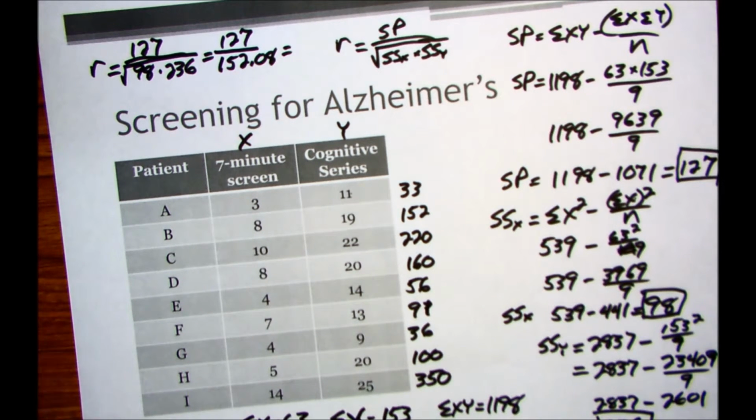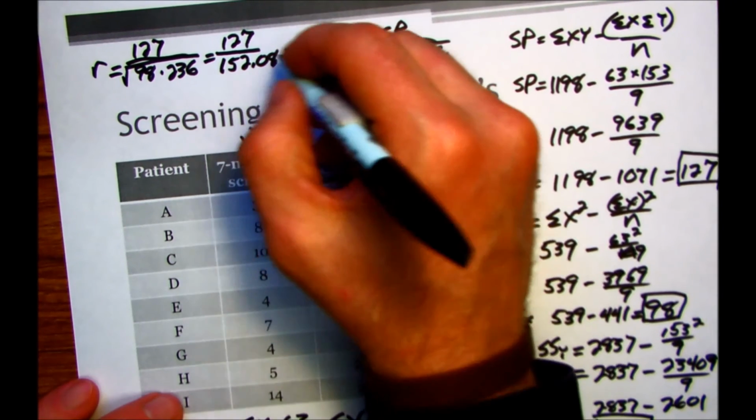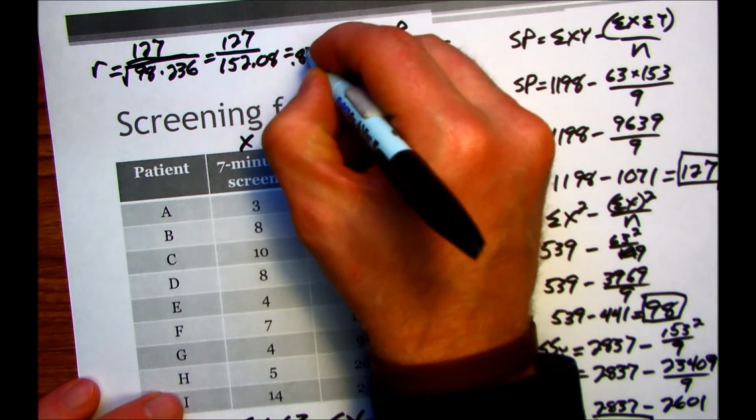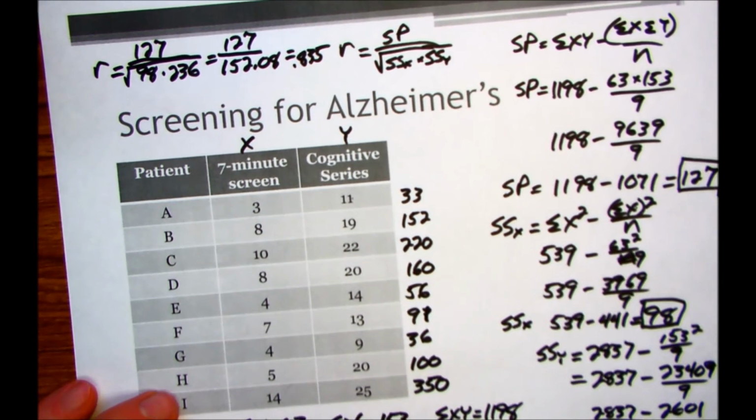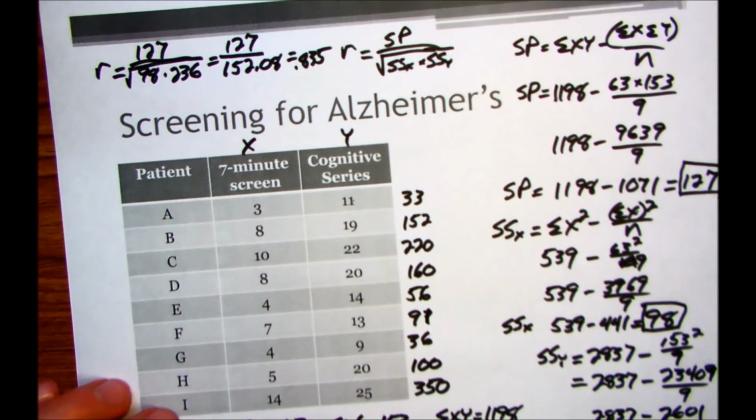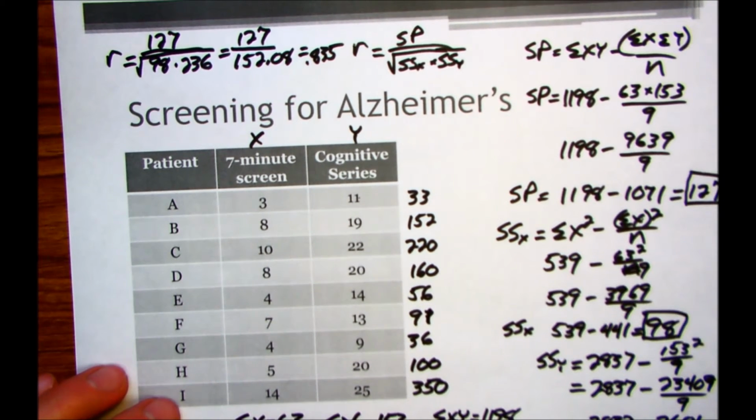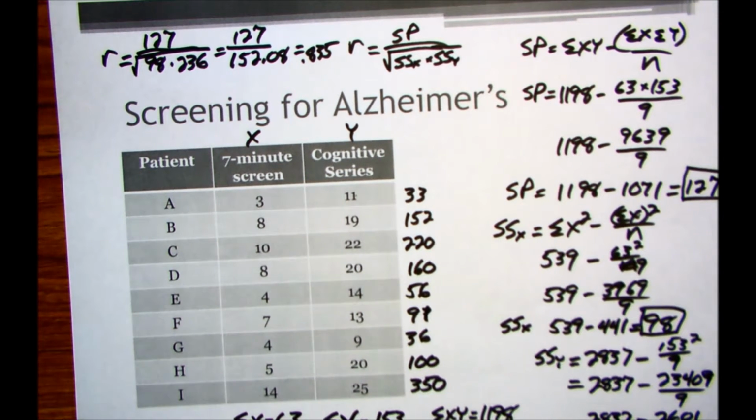127 divided by 152.08 gives us 0.835. Okay, so our correlation coefficient is 0.835. We can look this up in the table in the back of the book to see if this is statistically significant.